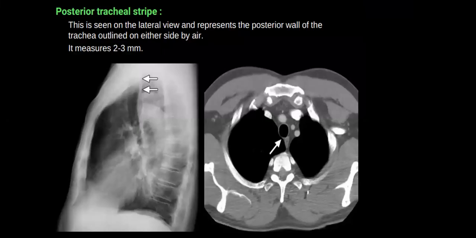The posterior paratracheal stripe is formed by the posterior wall of the trachea and outlined on either side by air. It should also be less than 3 mm. This is the trachea and this is the posterior paratracheal stripe.